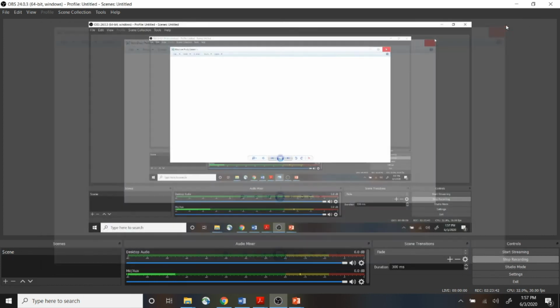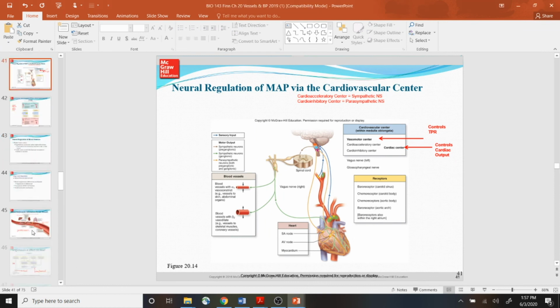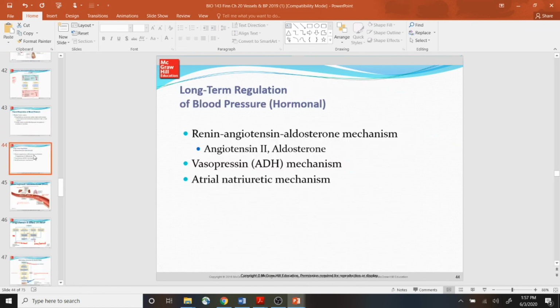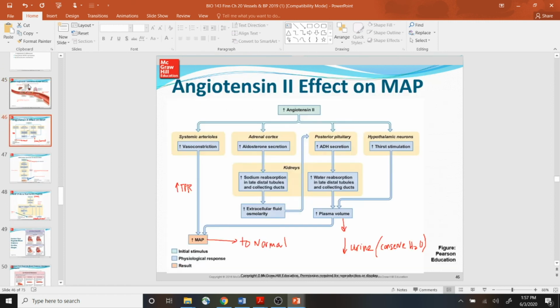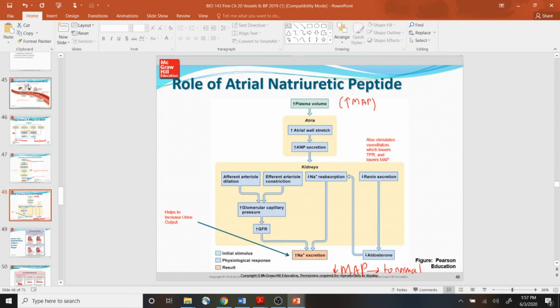Get rid of that. And remember, I had talked about the long-term regulation of blood pressure. We're not going to go into that for this test. I already mentioned that. So these slides, you will not see any information on them for test 2.